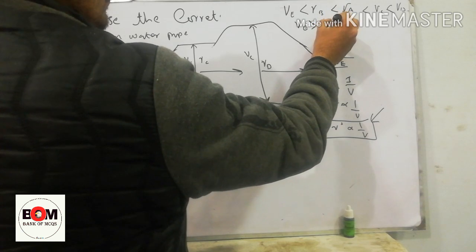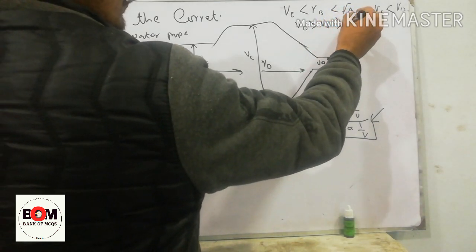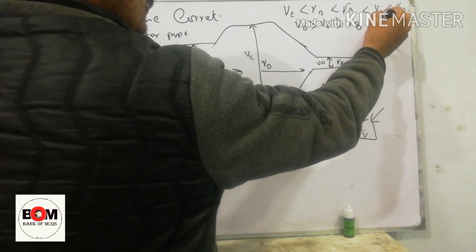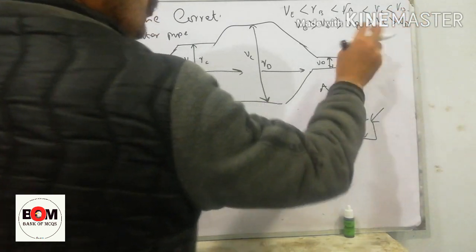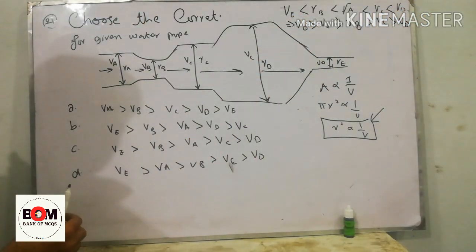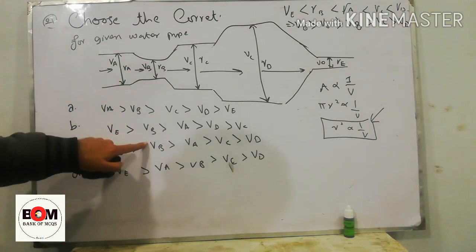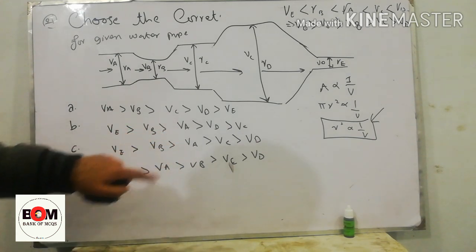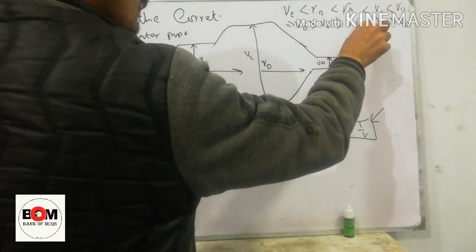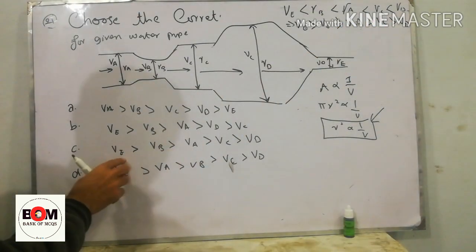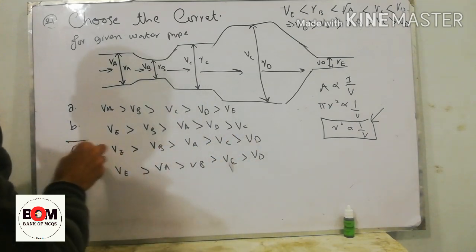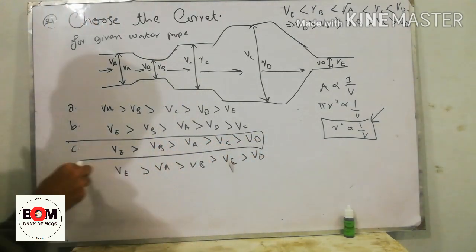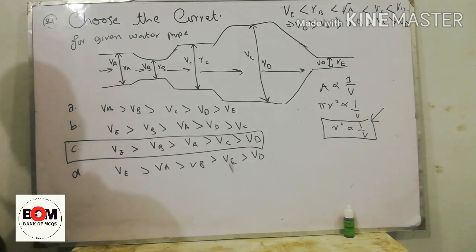So from the continuity equation, as the radius is inversely proportional to velocity, the velocity at point E will be greater than the velocity at point B, and the velocity at point B greater than that at point A, and so on. So the correct option is VE greater than VB, greater than VA, greater than VC, greater than VD. So this is EBACD. So option C is correct.